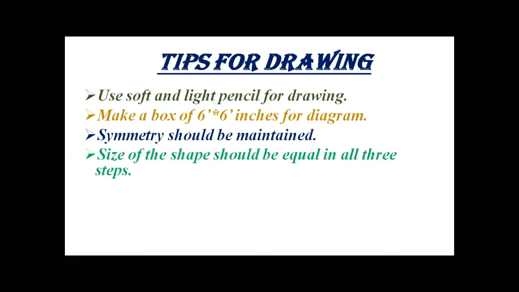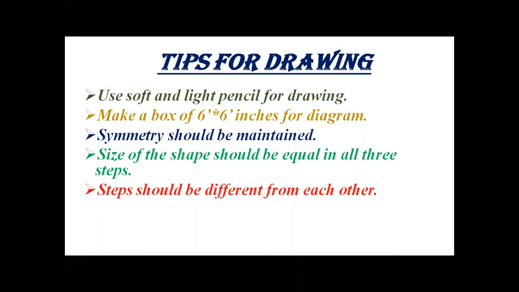The next one is, the size of the shape should be equal in all three steps. As we all know, when we draw an object drawing, we should focus on three steps: step number 1, 2, and 3. All the sizes of the shapes must be the same. The next one is, steps should be different from each other. Definitely, there is a difference between step number 1, step number 2, and step number 3.